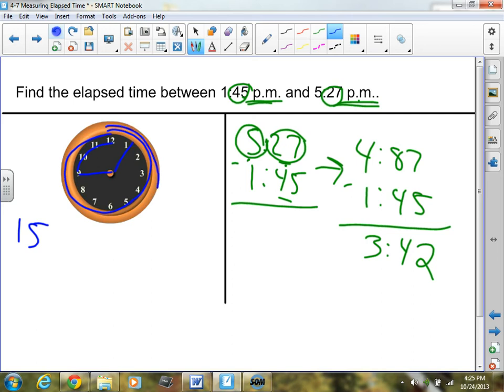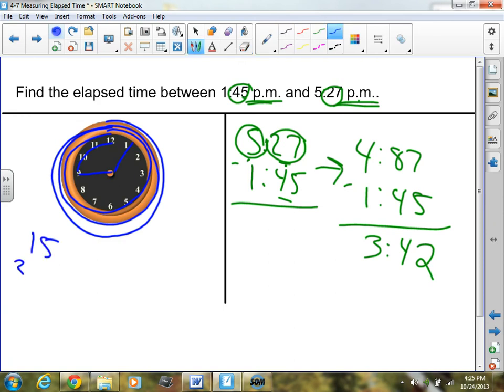3 o'clock, 4 o'clock, 5 o'clock, so that's 3 hours. Let me rewrite that one more time. So 15 minutes plus 3 hours. Now I'm right here. Now I need to go to 27, so that's going to be another 27 minutes.